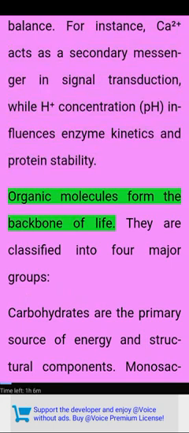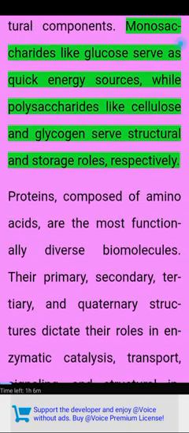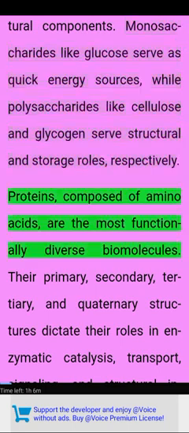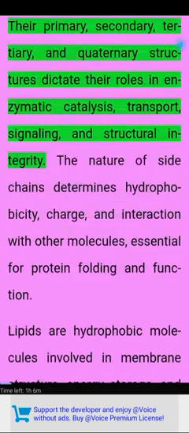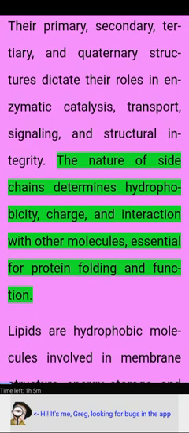Organic molecules form the backbone of life. They are classified into 4 major groups. Carbohydrates are the primary source of energy and structural components. Monosaccharides like glucose serve as quick energy sources, while polysaccharides like cellulose and glycogen serve structural and storage roles, respectively. Proteins, composed of amino acids, are the most functionally diverse biomolecules. Their primary, secondary, tertiary, and quaternary structures dictate their roles in enzymatic catalysis, transport, signaling, and structural integrity. The nature of side chains determines hydrophobicity, charge, and interaction with other molecules, essential for protein folding and function.